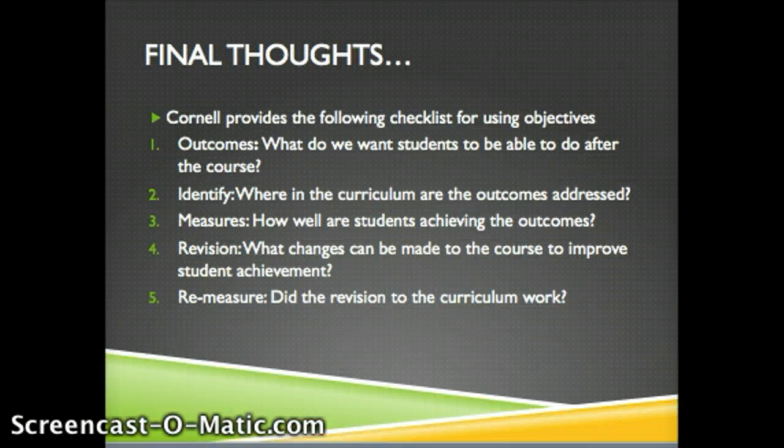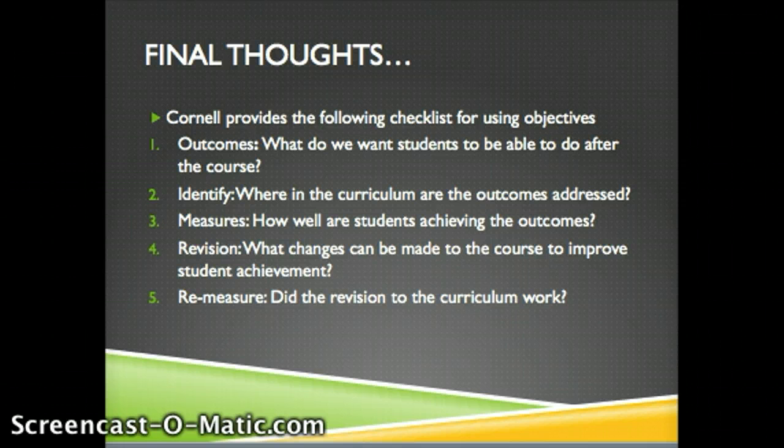Final thoughts. Cornell University provided this following checklist about objectives, and I thought it was a powerful tool for teachers to use to make sure they're creating good objectives and what to do if the objectives aren't quite working out. So the first step is to determine an outcome. What do we want students to be able to do after the course? The second step is identify. Where in the curriculum are the outcomes addressed? Step 3, measure. How well are students achieving the outcome?